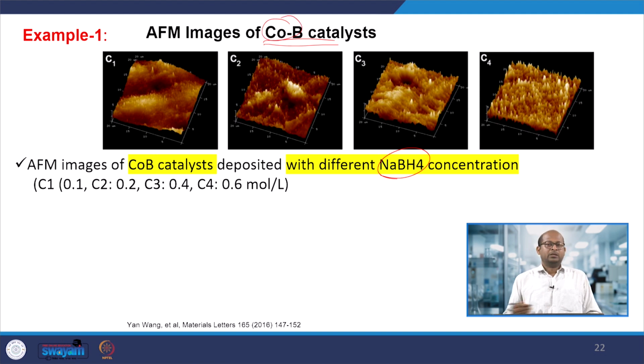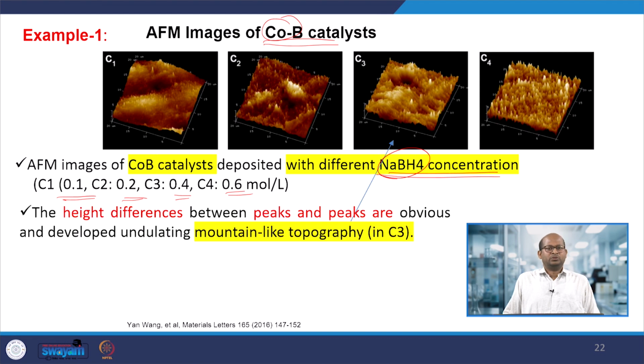So then this reaction we can control with the help of the concentration of sodium borohydride. So here the sodium borohydride concentration was taken like this. At different concentrations it was used and cobalt boride samples were prepared, and then the AFM image of each material that was prepared after precipitation of the cobalt boride. So here are different images, you can see the AFM images: when the concentration was very low, and then when the concentration was 0.2 mole per liter, and then 0.4 and then 0.6, higher concentrations we have maintained.